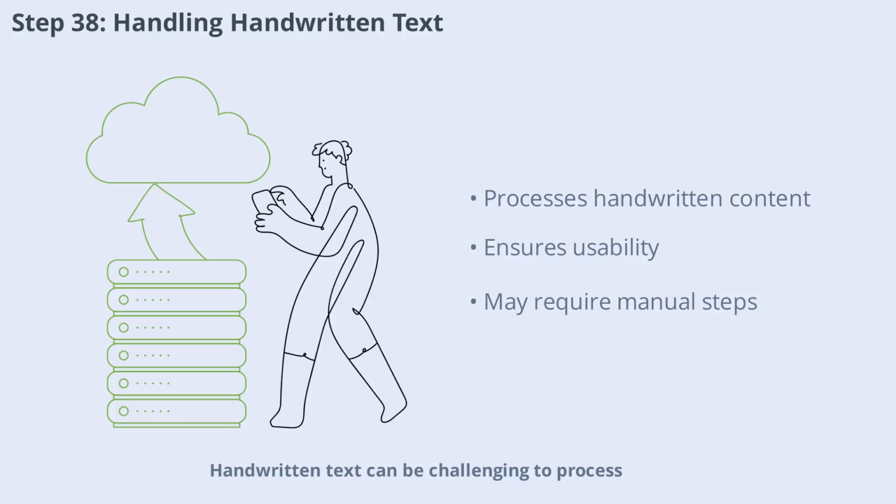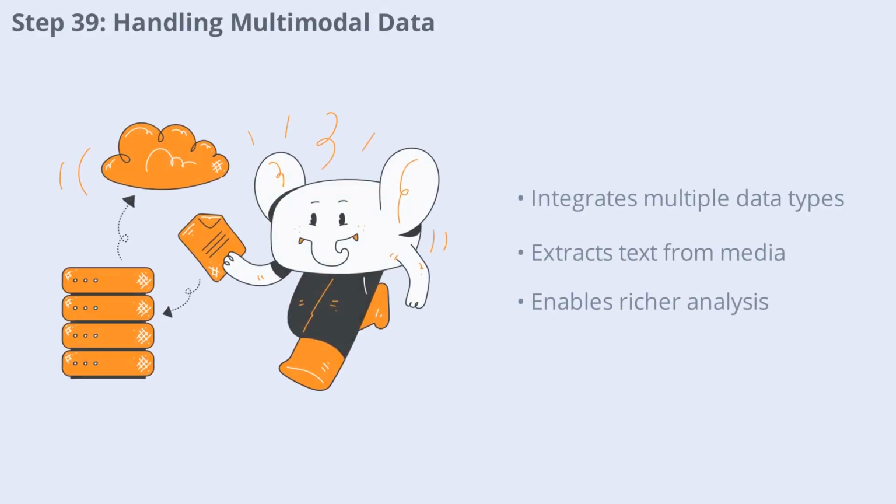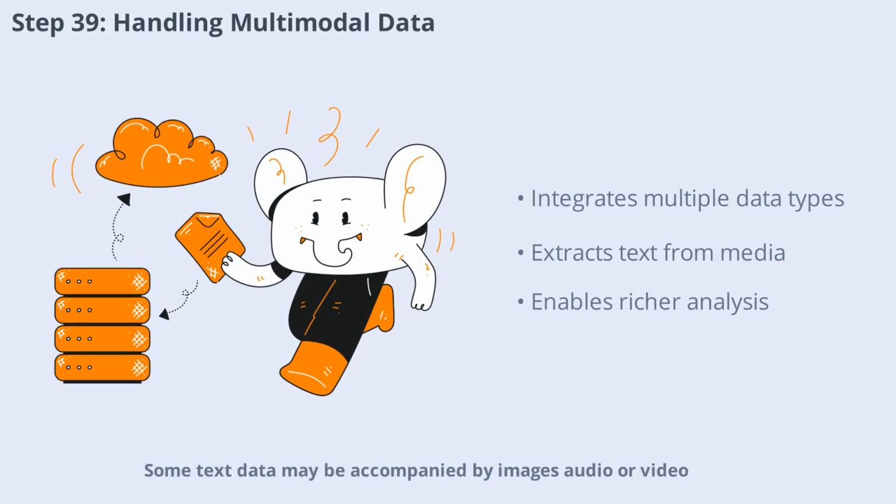Handwritten text can be challenging to process, especially if it's digitized using OCR. Preprocessing handwritten text may involve additional steps such as manual transcription or specialized recognition algorithms to ensure that the data is accurate and usable. Some text data may be accompanied by images, audio, or video.